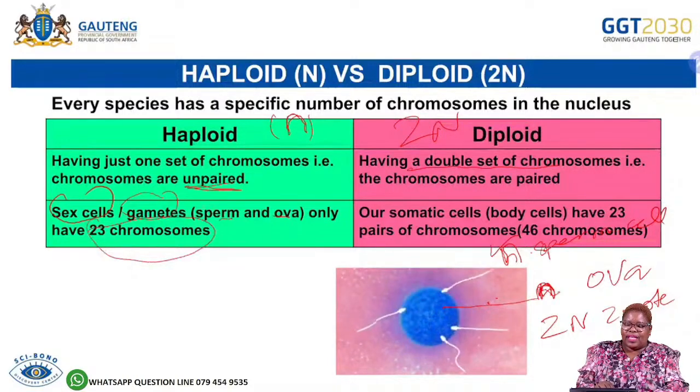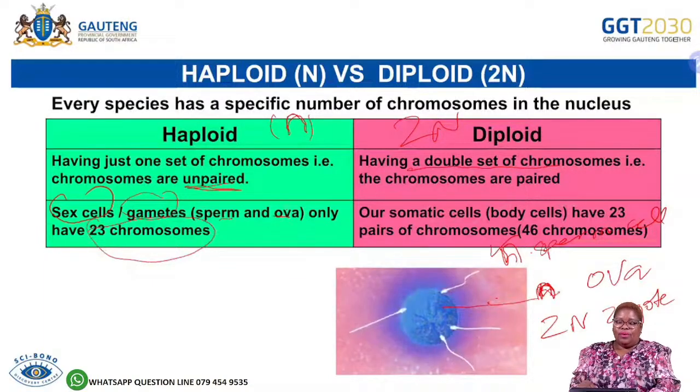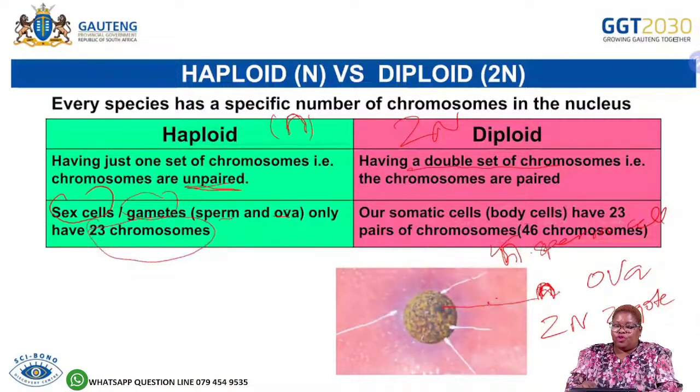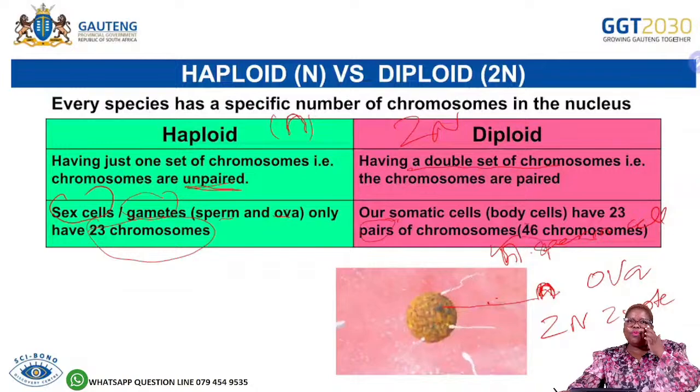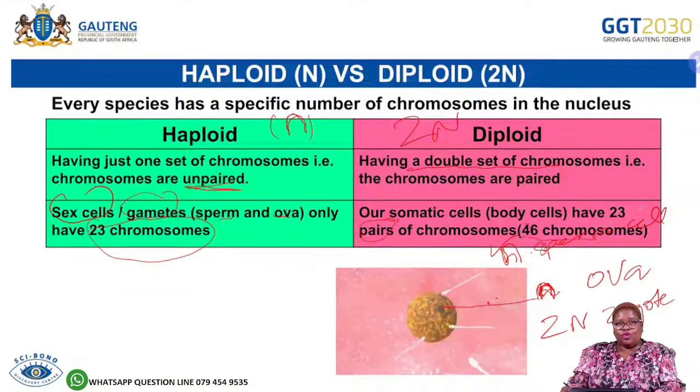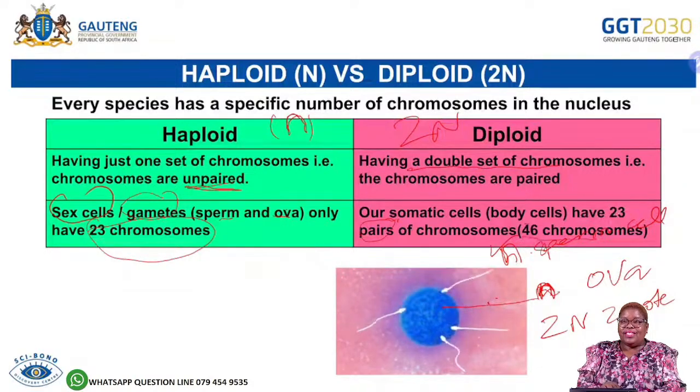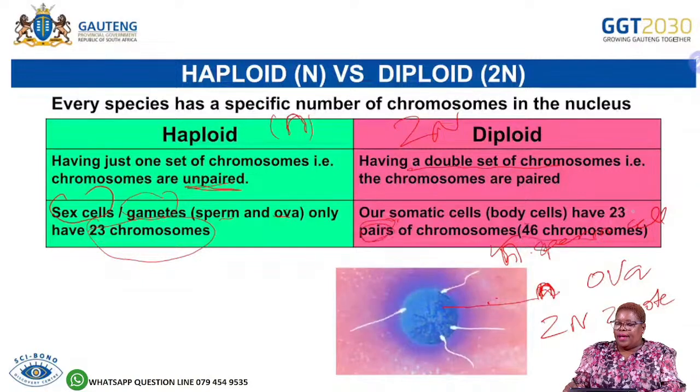Hence, if the sperm cells and the ova fertilize, what are we going to have? Look at this one when we compare the two. The somatic cells, which are the body cells, have 23 pairs of chromosomes, and 23 pairs will give us 46 chromosomes. This means in the somatic cells we have 46 chromosomes, whereas in our gametes, which are the sex cells, they have 23 chromosomes. So do not get confused, because once you say 23 chromosomes, you're going to get it wrong.